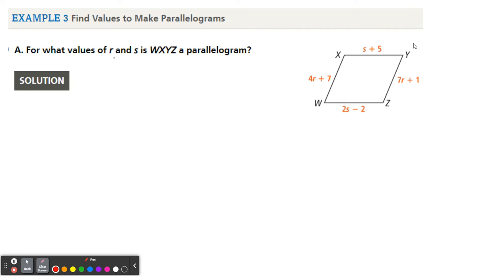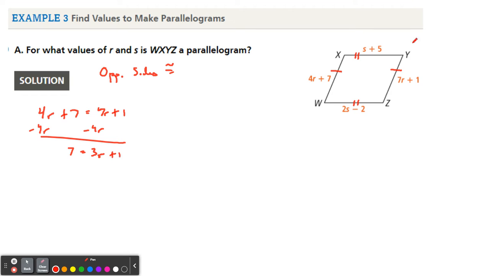So we must use the fact that opposite sides should be congruent, right? So XW should be congruent to YZ, and XY should be congruent to WZ. To find R, I'm going to set 4R plus 7 equal to 7R plus 1. I'm going to subtract 4R on both sides to combine my R's. 7 comes down. 7 minus 4 is 3R plus 1.